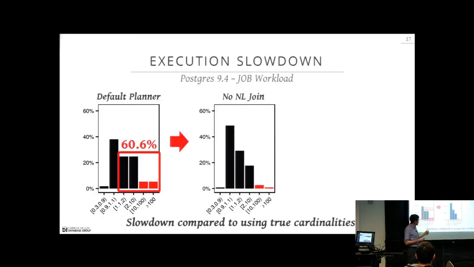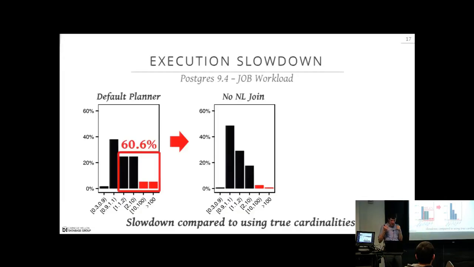But in practice, the next thing they did was they went to the optimizer and disabled it from selecting the nested loop join, and they ran it again, and now you see that things have gotten a lot better. So you still have some queries that are about 100x slower, but it's not as many as you had here, and most of your queries now are within 10% of the true speed.